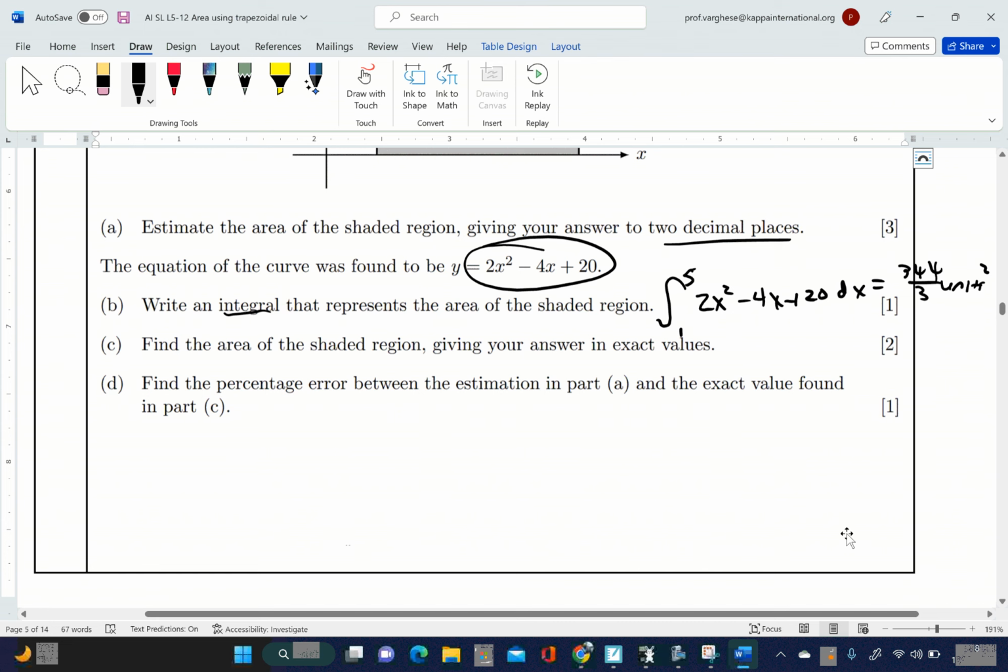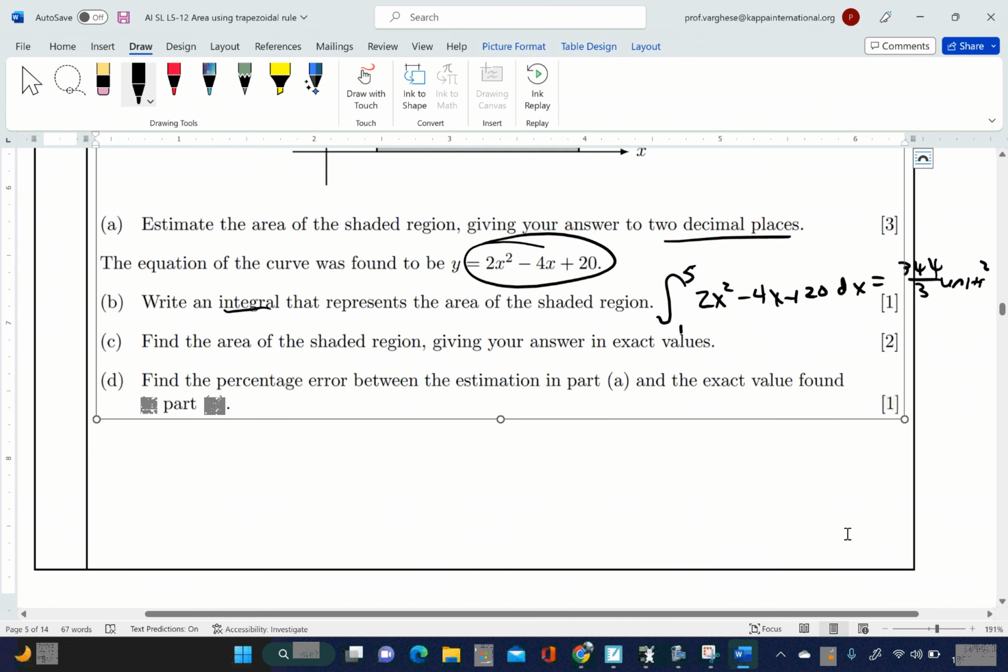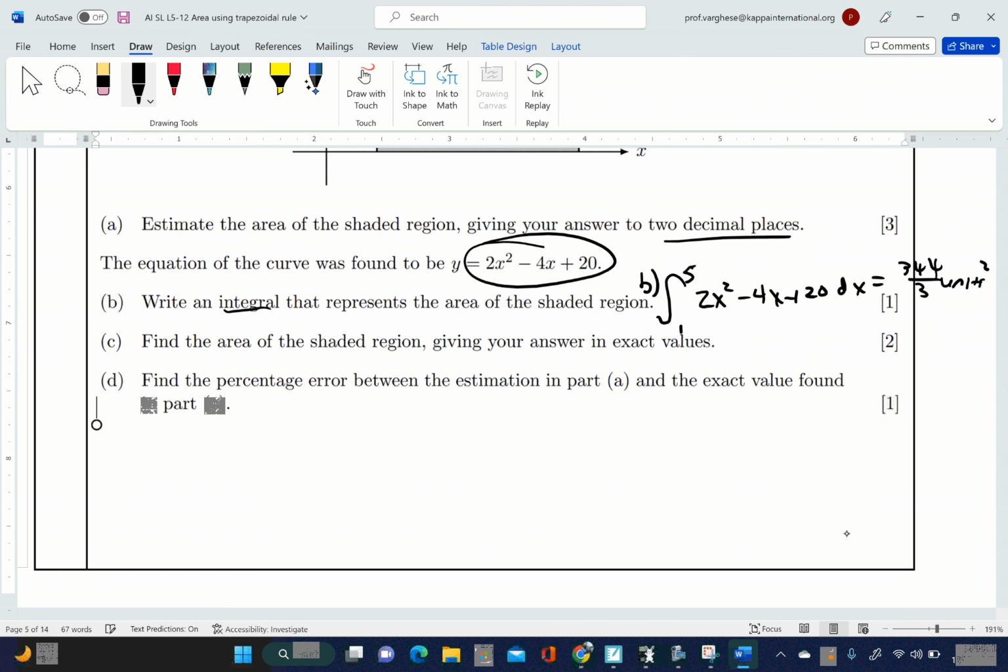Part C says find, oh, my bad. I kind of combined part B and part C together. So this first part right here is the answer for part B. This second part right here is the answer for part C. Okay, and then for part D, it says now find the percentage error.